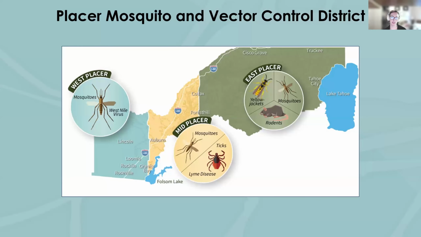This is a map of our district, and we like Placer County. It tends to be really interesting from a biological perspective because we have very diverse habitat. So we stretch from just outside Sacramento, which is in the Sacramento Valley, close to sea level, all the way up to Lake Tahoe. And some parts are around 6,000 feet elevation. Very different habitat, very different vectors, very different strategies for protecting public health.